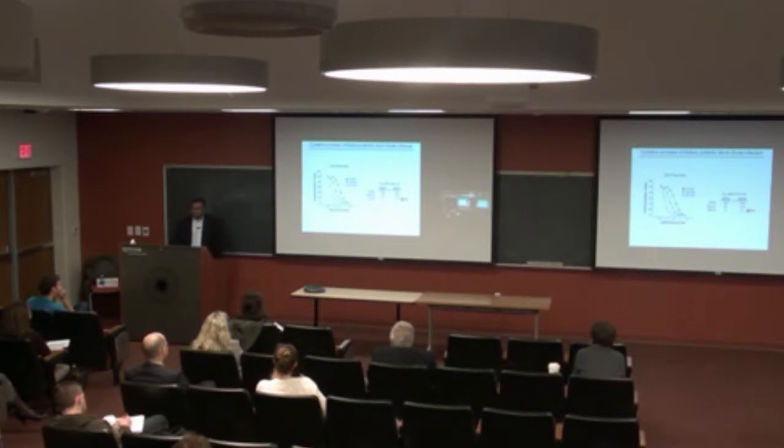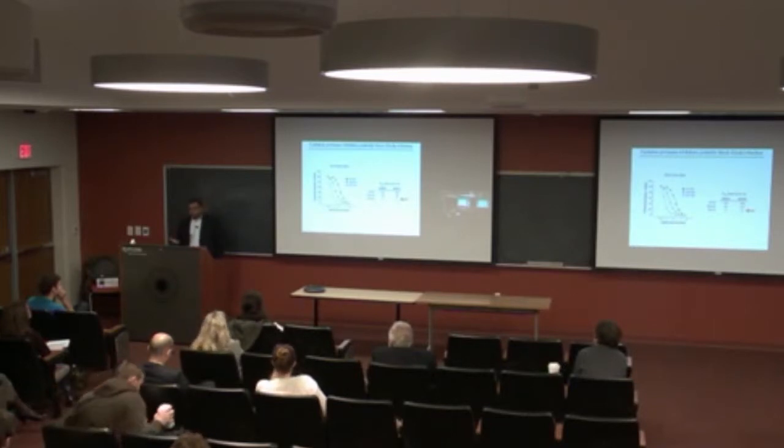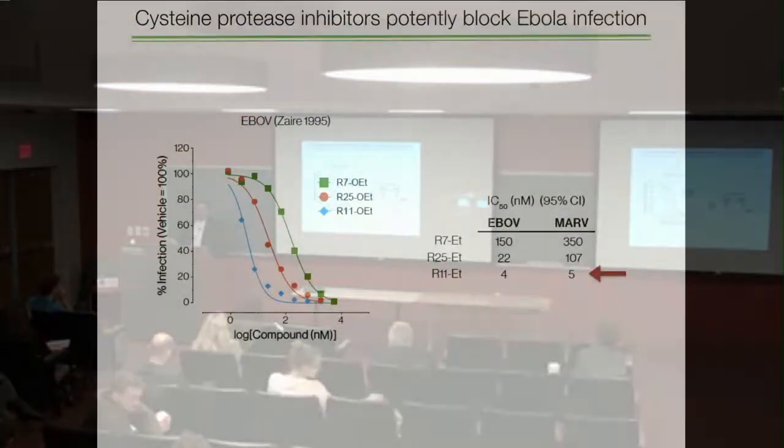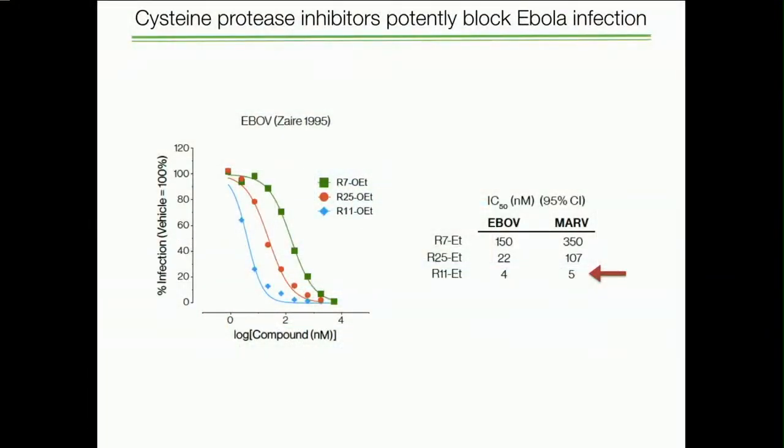So essentially the best compound we have so far has an IC50 of 5 nanomolar, which means half the infection's gone at 5 nanomolar. A lot of the other drugs that people have talked about, for example repurposing FDA-approved drugs, tend to work in the low micromolar range, so they're 1,000 times worse. Because they're not specifically designed to target Ebola, it's just something that they do on the side.